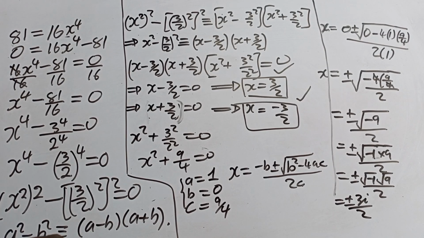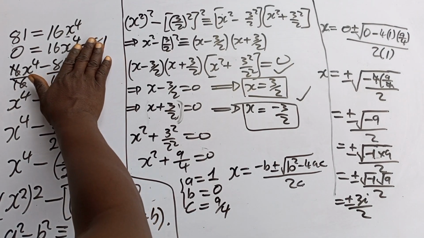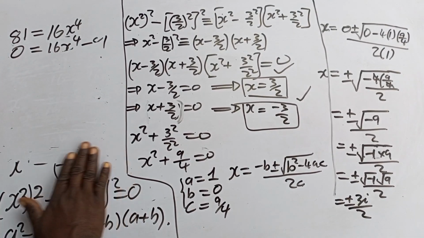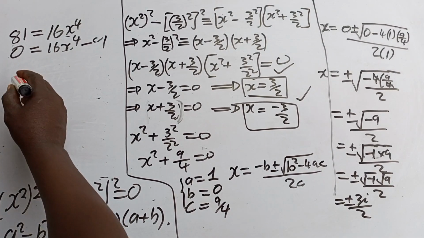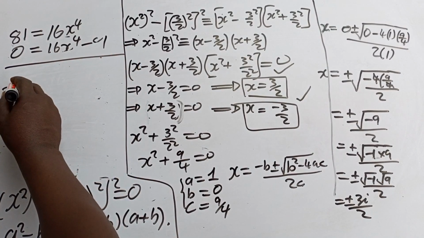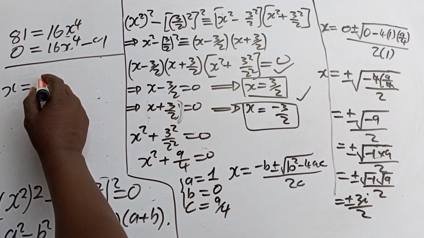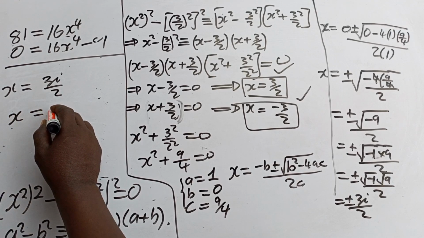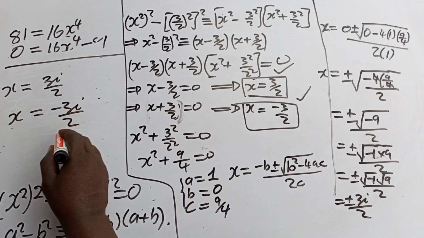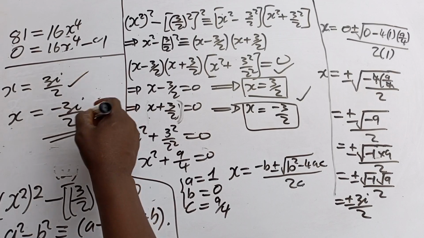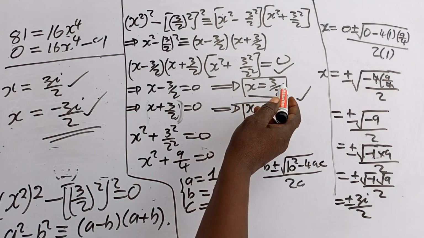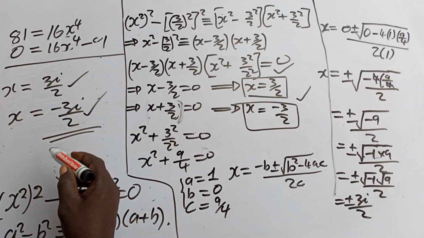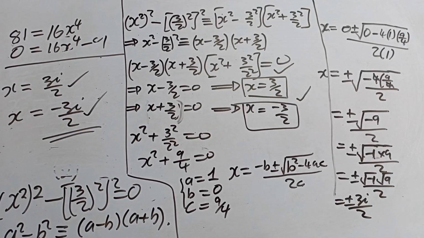Therefore, our remaining two solutions will be x equals positive 3i all over 2, and the remaining solution negative 3i all over 2. So this gives us all the four solutions: x equals 3 all over 2, x equals negative 3 all over 2, x equals 3i all over 2, x equals negative 3i all over 2.